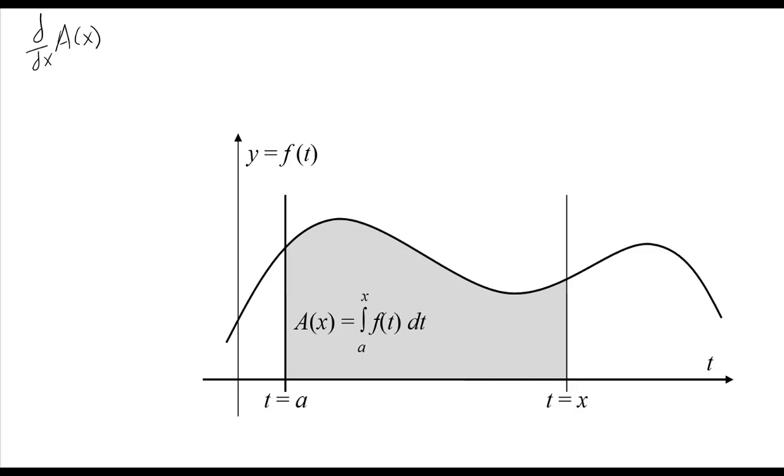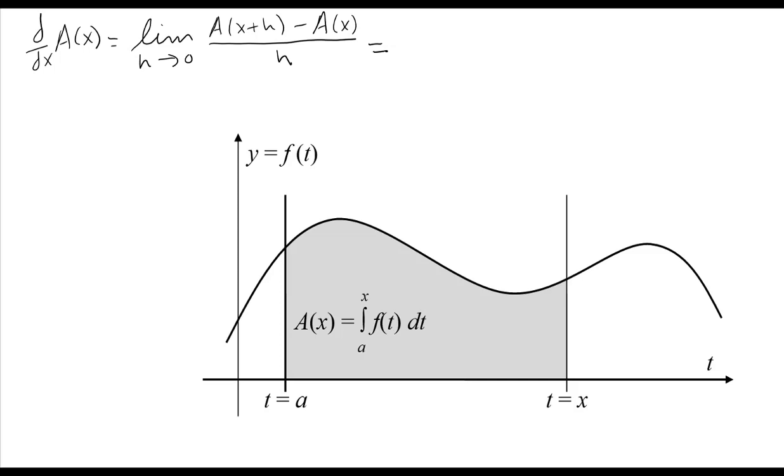So I'm going to go back to the basic definition of the derivative. The derivative with respect to x of the function A of x is the limit as h approaches 0 of A at x plus h minus A at x, the whole thing divided by h. Now what is that? I don't have a formula, I have a picture. So let's look at the picture.